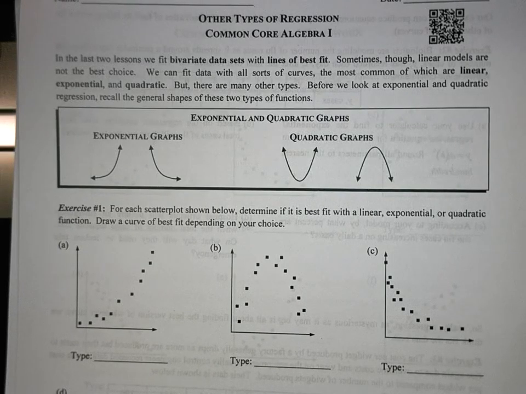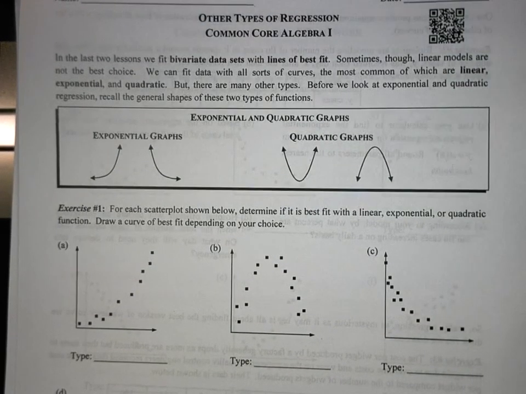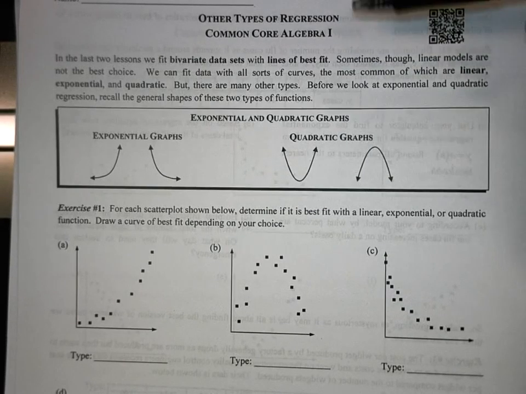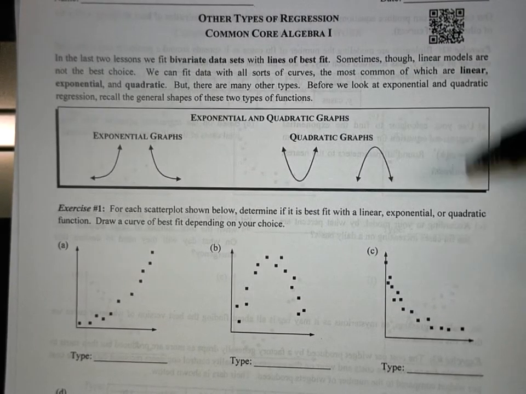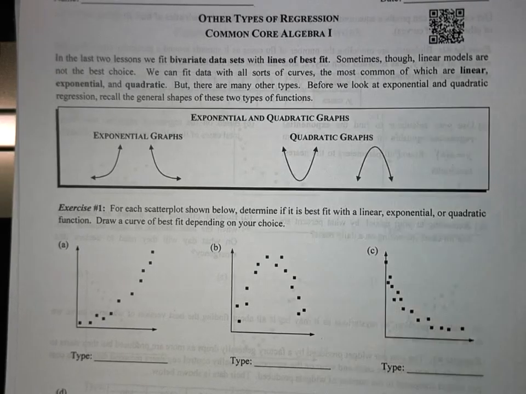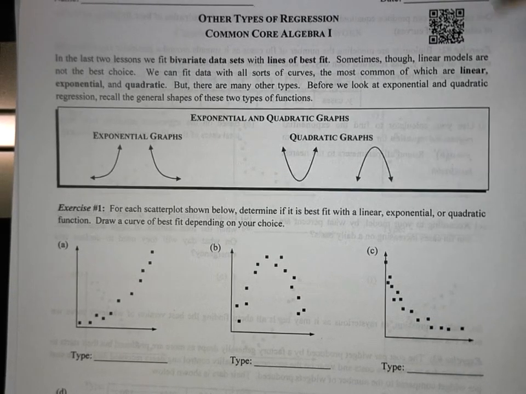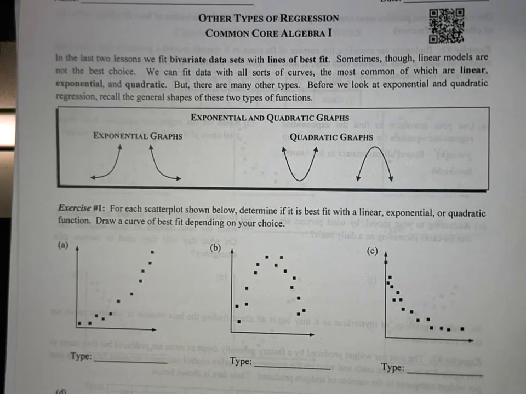Math 3, Unit 8B. Today we're going to talk about other types of regression. Basically, we've talked about lines of best fit. They're not the exact line, but a line that makes sense for the data that is given. Yesterday we mainly talked about linear models, and sometimes lines aren't the best choice.